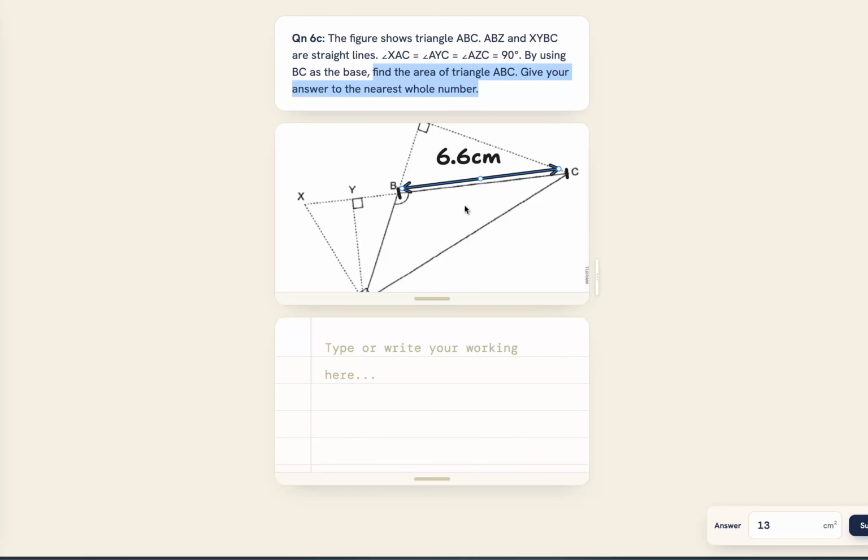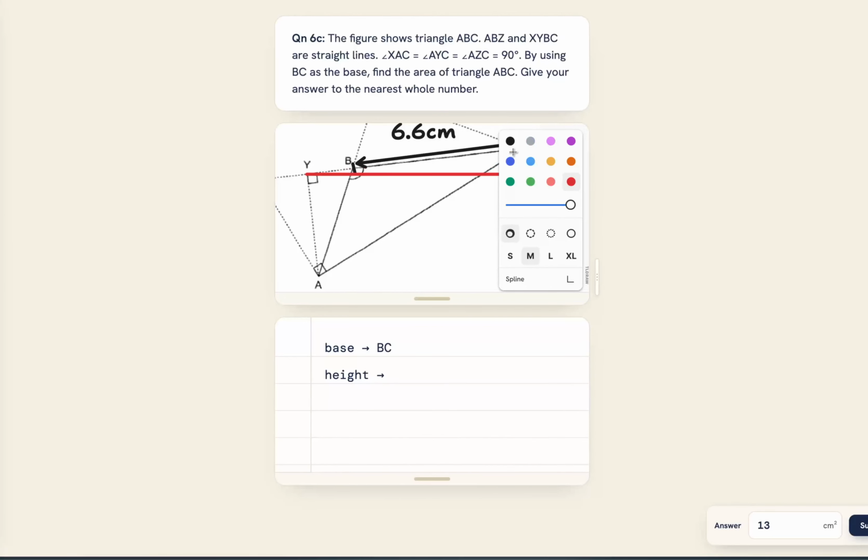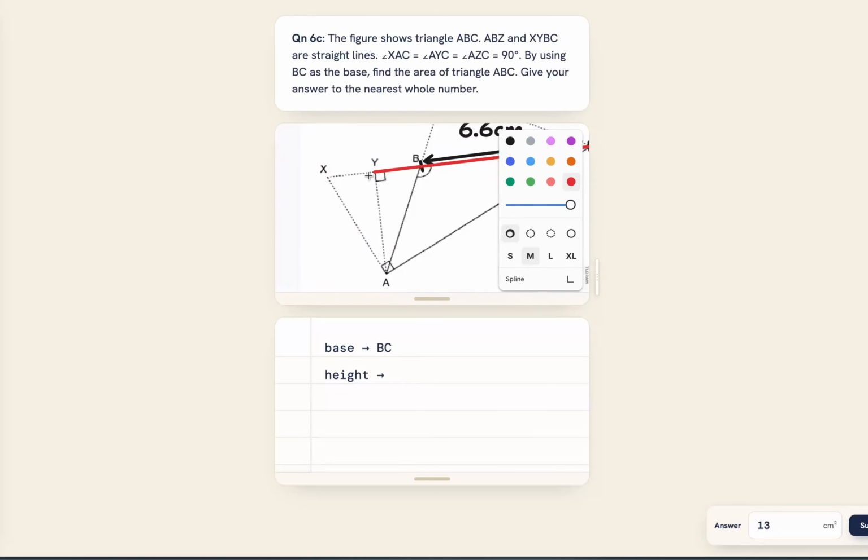So since this is the base, what is the height? If the base is equal to BC and the height is perpendicular, right? So with that, we need to know which one it is. Perpendicular means this one over here. It is perpendicular. So that means this part is what we need to measure. In this case, if you measure it already, this AY is equal to 4 centimeters.